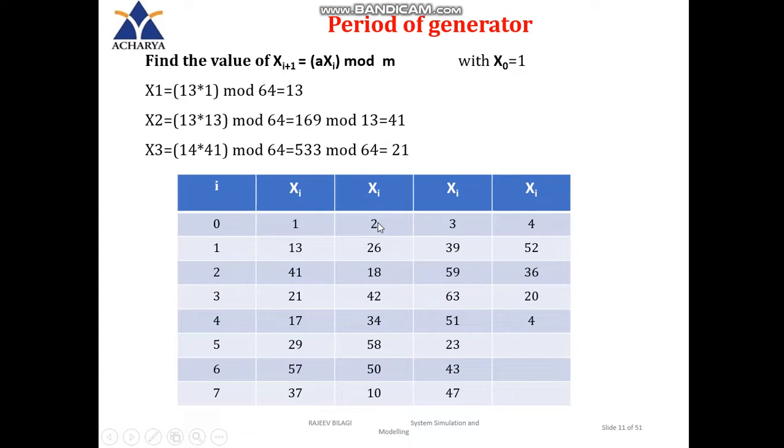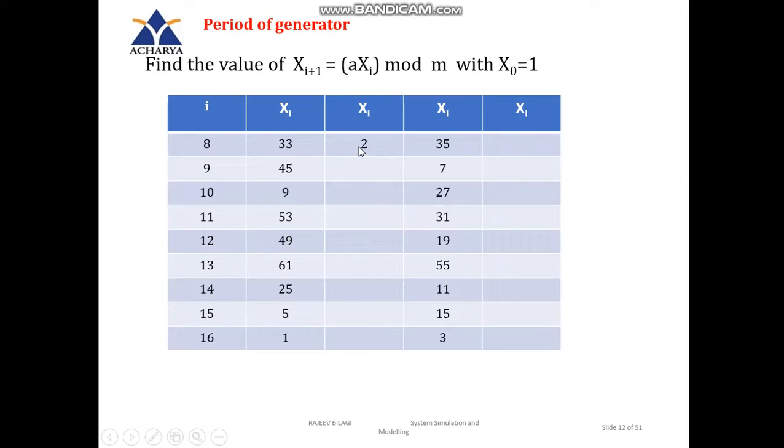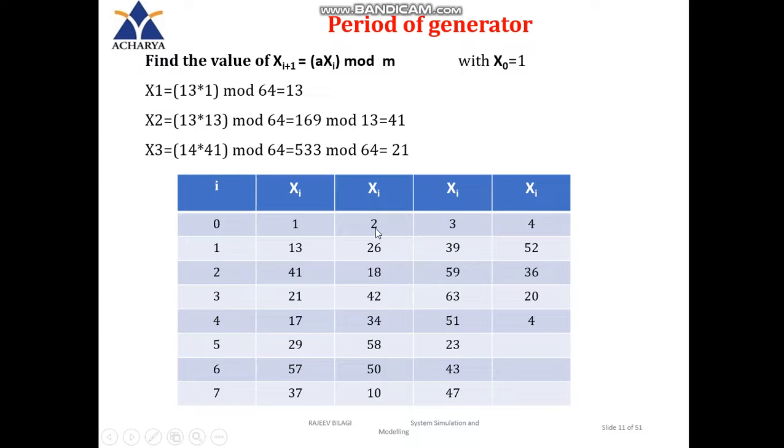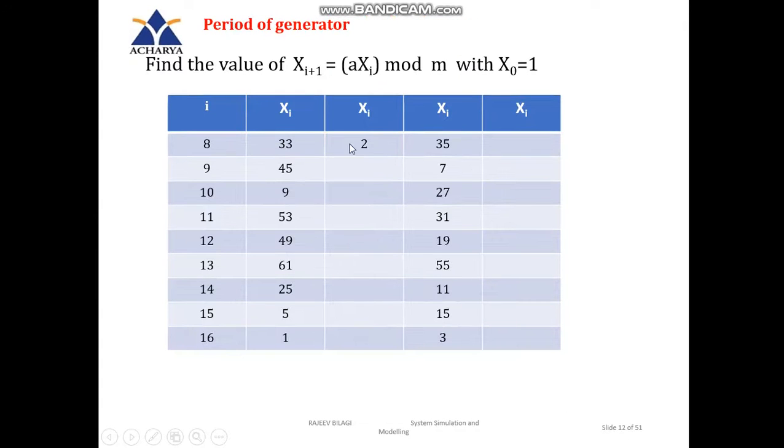After calculating the values of xi with x naught equal to 1, now consider x naught equal to 2. In that case, we will get 2, then 13 into 2 mod 64, that is 26. Like this, we are going to get the values 18, 42, 34, 58, 50, 10, then 2. So the value of 2 will be repeated after 8 places.